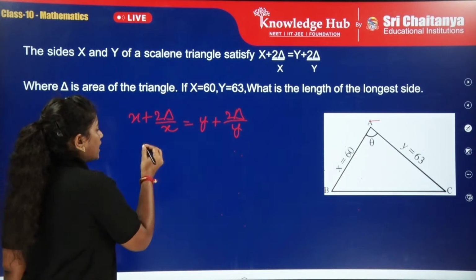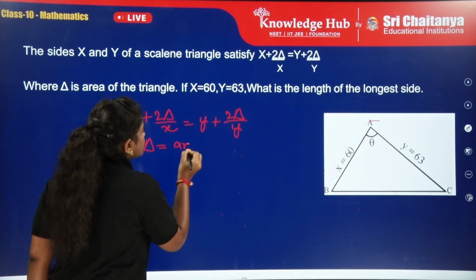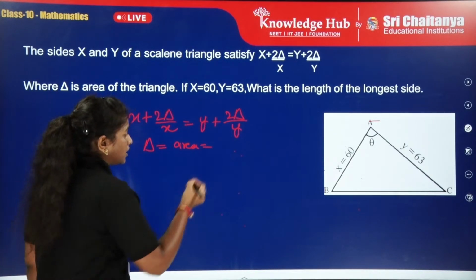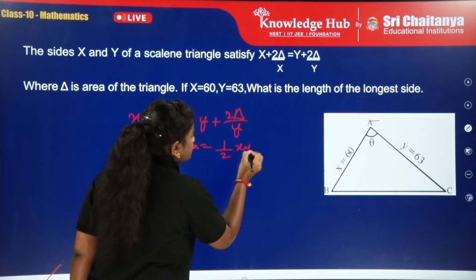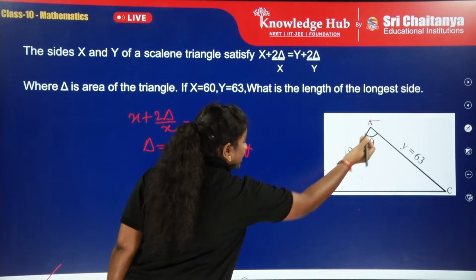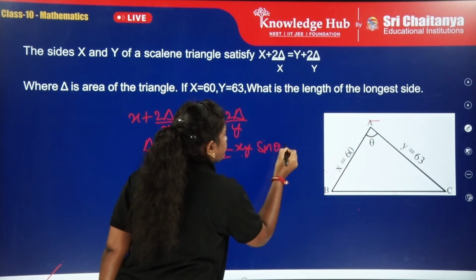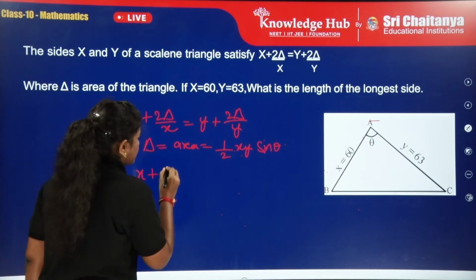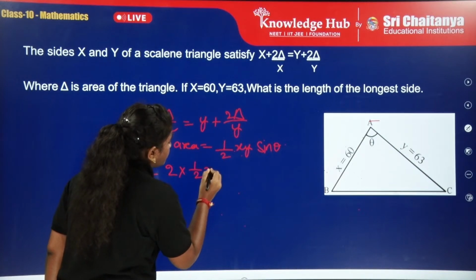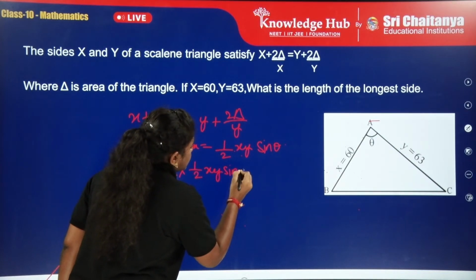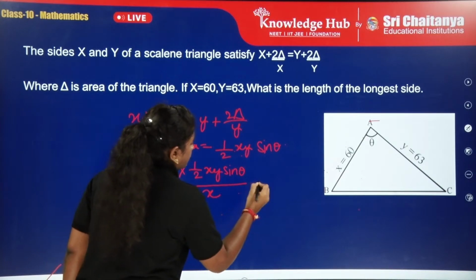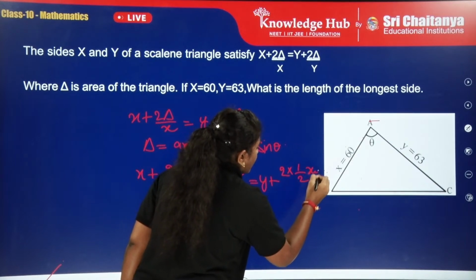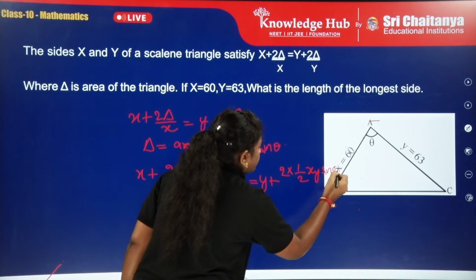Okay, so now where delta represents the area, we can represent the area of a triangle using trigonometry as 1/2 into x into y. That means I am taking the two sides, so my angle will become sine theta. Now place this value in the given equation. So what we will get? x plus 2 into 1/2 into x into y sine theta by x equals y plus 2 into 1/2 xy sine theta by y.